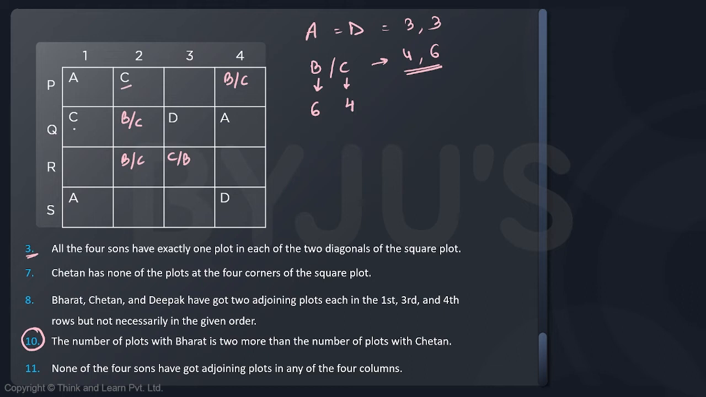One is already here, one is already here, one is among these 2, one is among these 2. So out of all the remaining boxes, C would never be there. So keep that in mind. C would never be there in any of the remaining boxes.